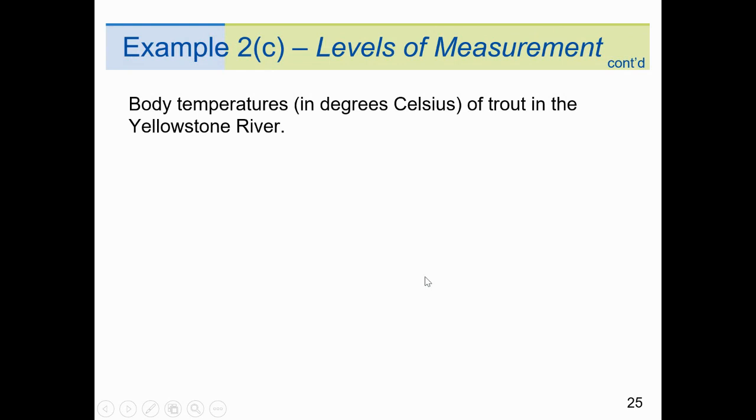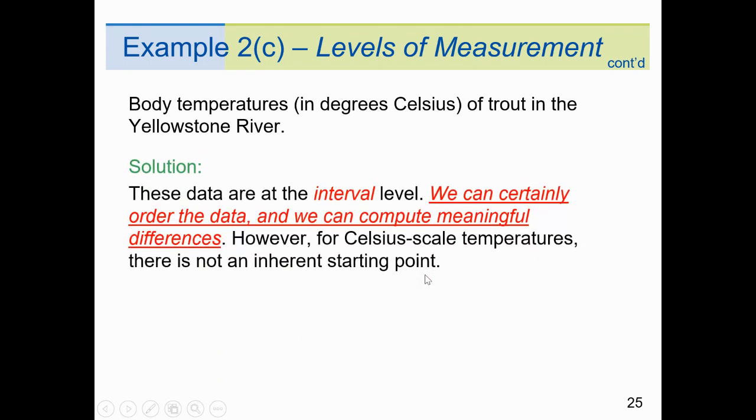All right, next level of measurement. An example would be body temperatures in Celsius, or it could be in Fahrenheit. First of all, they meet the nominal level. You can order them, different degree body temperatures. But this falls into the interval level. All right, when we see temperatures, bingo, it's the interval level. We can certainly order the data. We can compute meaningful differences.